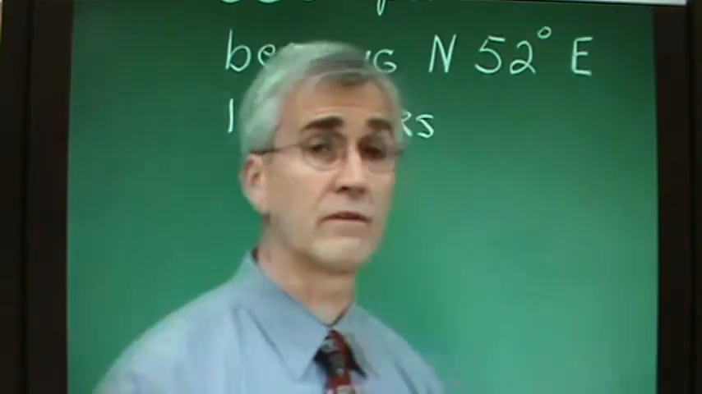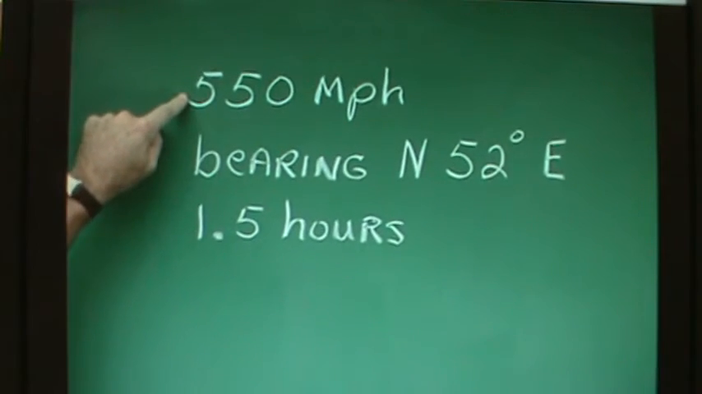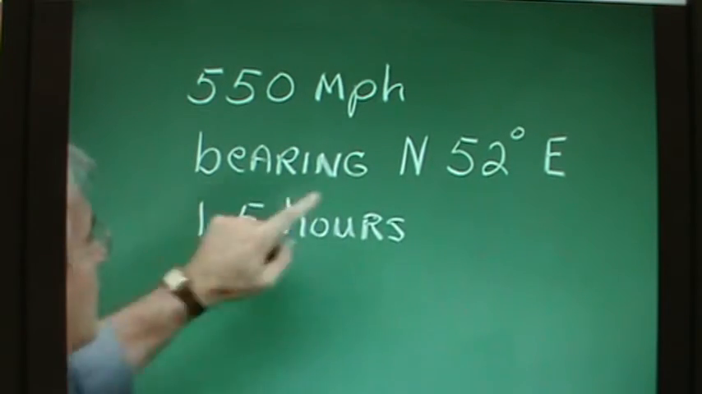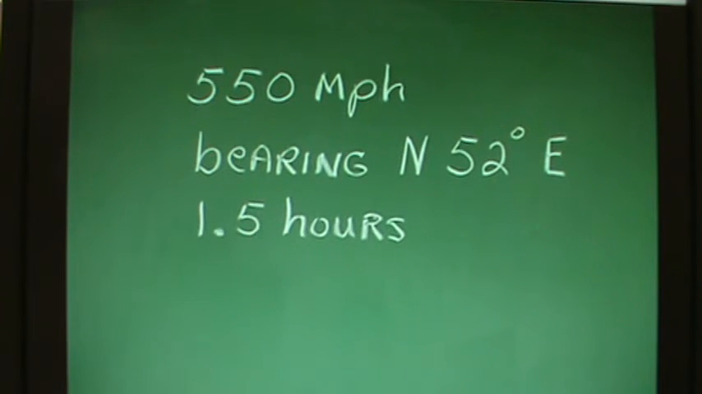Here's the important information given in the problem. The rate of speed is 550 miles per hour. The bearing is north 52 degrees east, and we'll talk about that in a second. And the travel time is 1.5 hours.